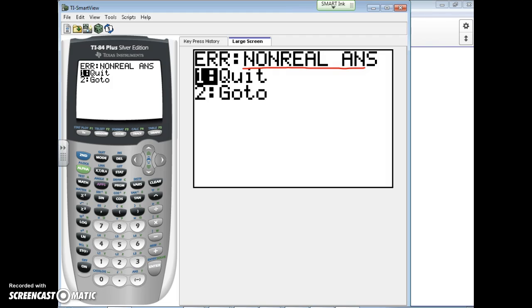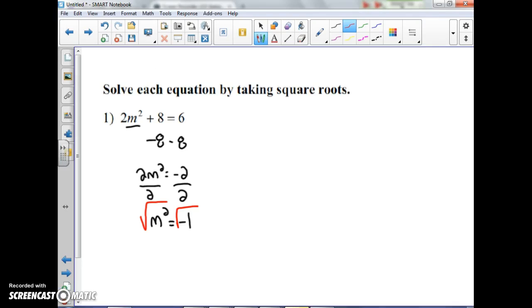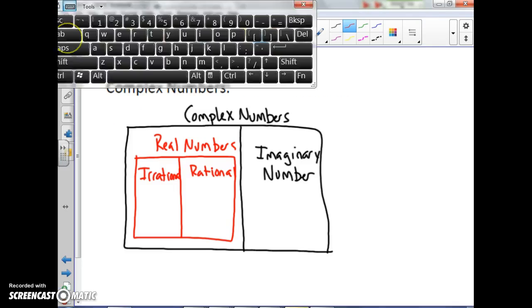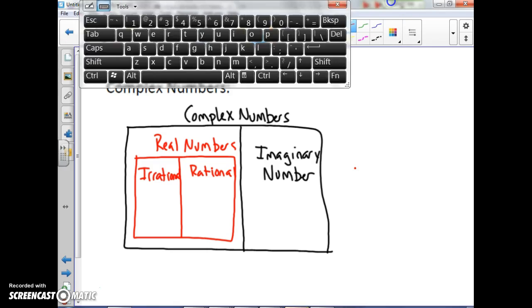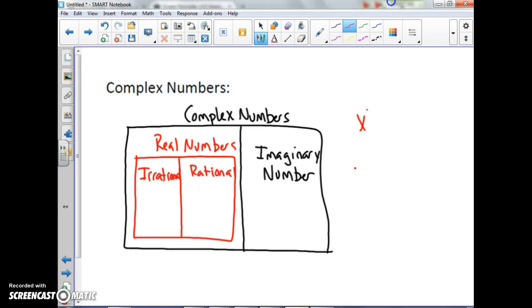Well, mathematicians found this to be true, and what they did was create a different type of number. What this allows me to do is say that when I run into a problem like x squared equals negative 1, and I square root both sides, I will get the square root of negative 1. They're saying that whenever I take the square root of negative 1, that is the same thing as i.